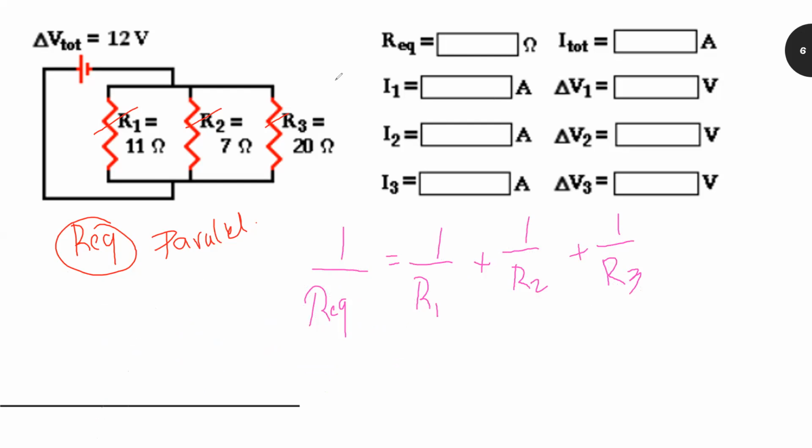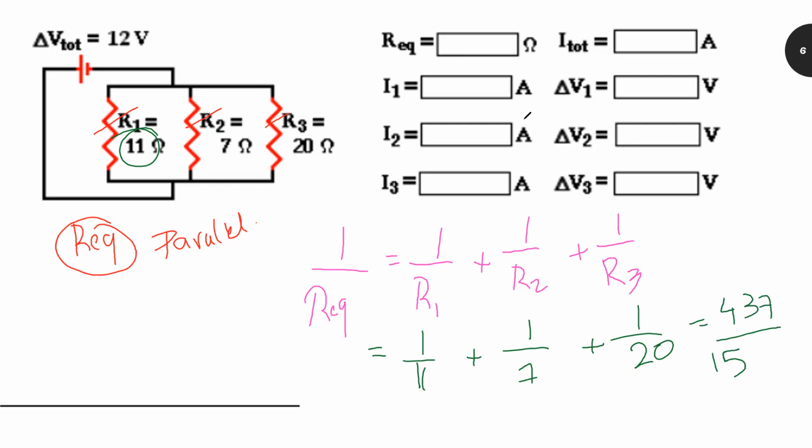So 1 over R1, which is 11, plus 1 over 7, plus 1 over 20. R1 is 11, R2 is 7, and R3 is 20. We will add them here as 1 over 11 plus 1 over 7 plus 1 over 20. When you add them, you get the answer as 437 over 1540.